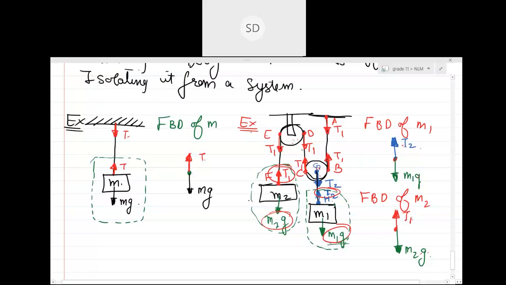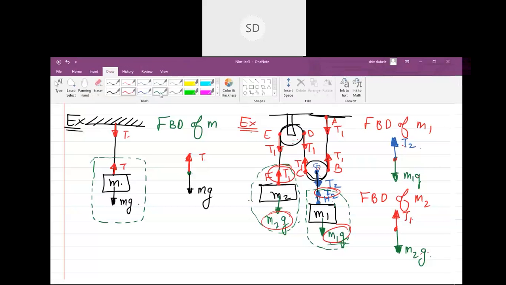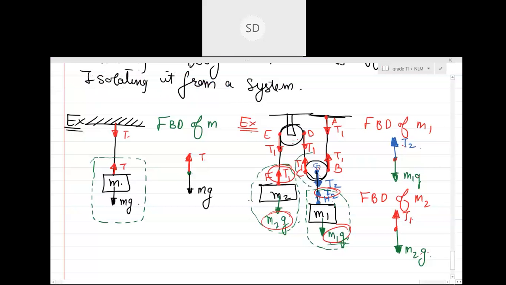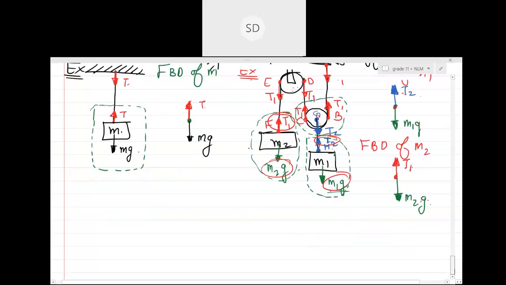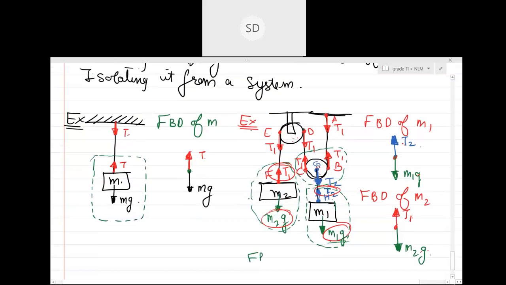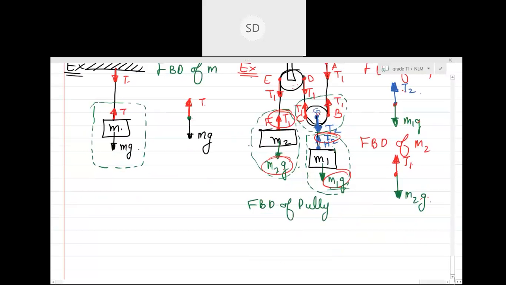Can you draw the free body diagram of this pulley? What will you do again? Isolate. So when you isolate this thing, you only see this much. If I draw the free body diagram of the pulley, you'll assume the pulley as a point object. And can you see one T1 is acting from the right and one T1 is acting from the left? Yes or no? So what is the total T1 over here?